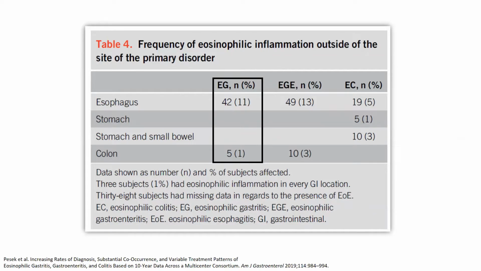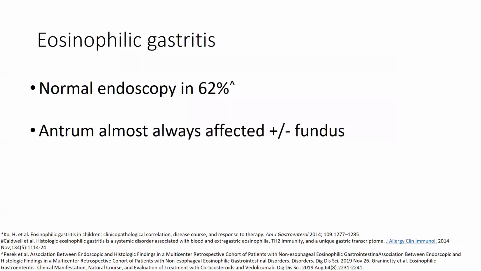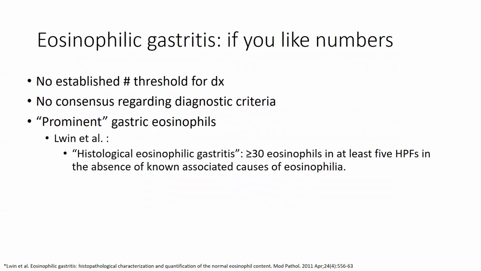Specifically, 11% of patients with eosinophilic gastritis have eosinophilic inflammation in the esophagus, and then a small subset exhibit eosinophilic infiltrates in the colon. Endoscopy is typically not helpful. Over half of these patients have normal endoscopies, and histologically, the antrum tends to be almost always affected, plus or minus the fundus. There is no established number threshold for diagnosis of eosinophilic gastritis, and there is no consensus regarding diagnostic criteria. We simply provide an eosinophilic gastritis pattern diagnosis when we see prominent gastric eosinophils.